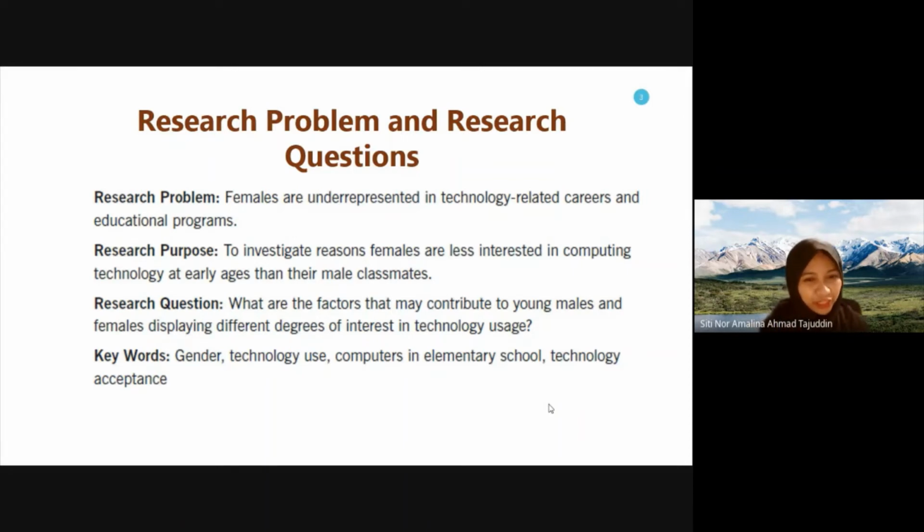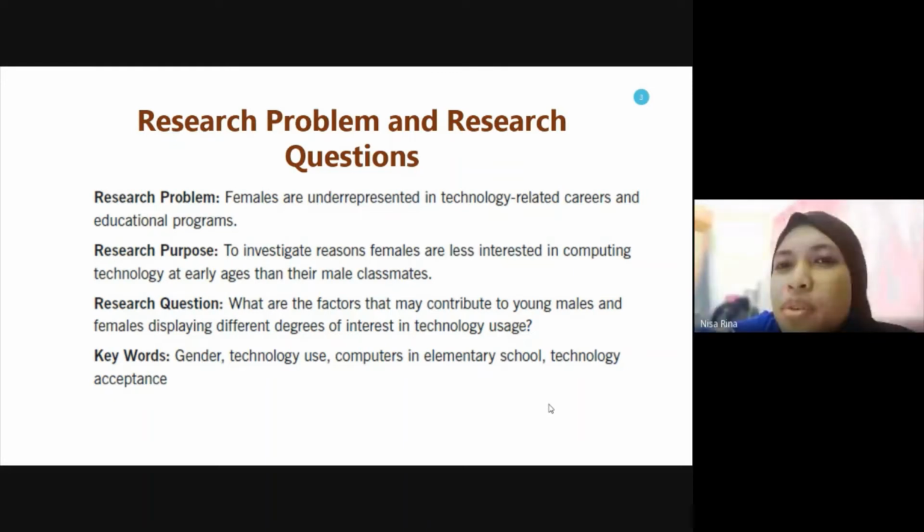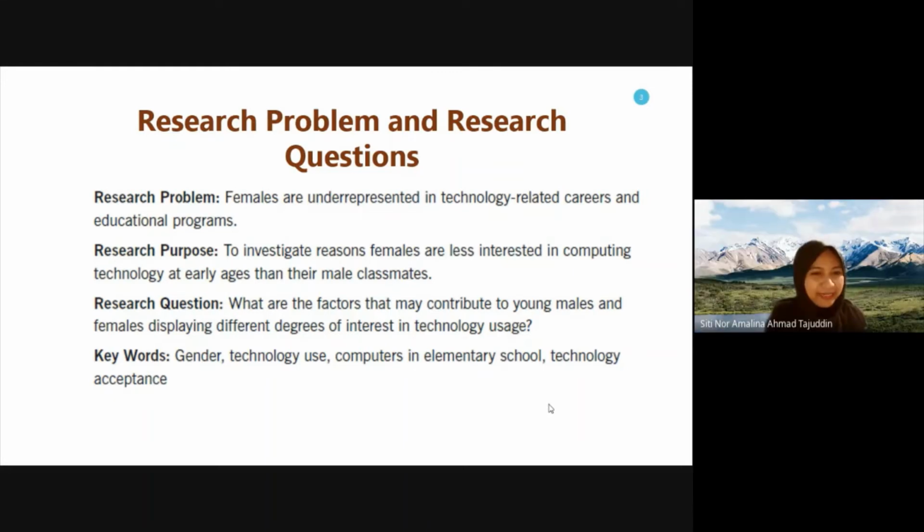So let's say if I want to change into qualitative, what kind of research questions can we ask, or what kind of research purpose? Because we understand that there's a problem, like females being underrepresented in technology related careers. That's the whole main problem. So if we are interested in doing a qualitative study, what kind of research purpose and research questions are we going to ask? The research question for qualitative, right? Yes, for qualitative, because this one is for quantitative.